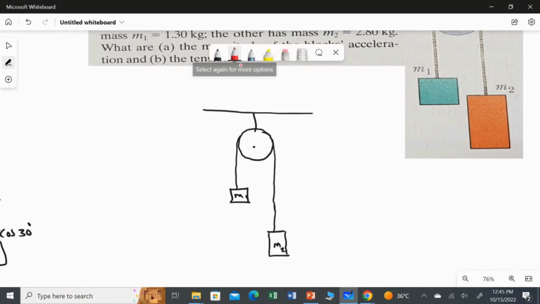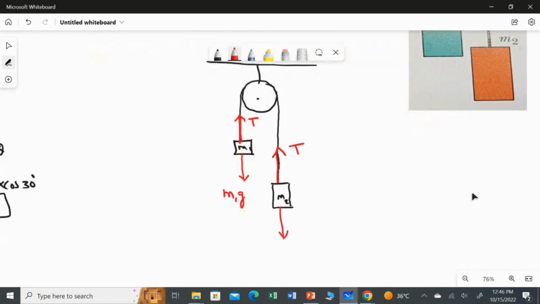Now we have to draw the free body diagram. So how many forces? Because both objects are hanging by means of the string or cord, you have only tension. So in this direction, the tension, and here is the force due to gravity for the first mass, m1 multiplied by g. Likewise here, this is the tension, and this one is m2g. Clear?